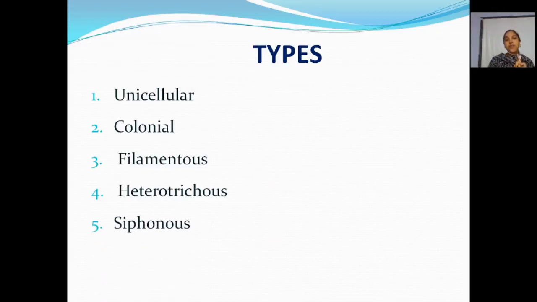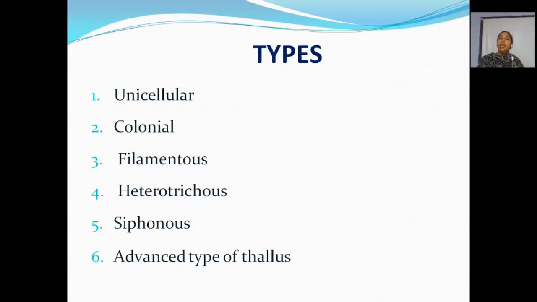Then siphonaceous or siphonous means the plant body thallus has siphons, means some segments or some branches, special systems, that is siphonous. So, unicellular, colonial, filamentous, heterotrichous, siphonous, and the advanced type of thallus, they look like our higher plants. They may have erect, leaf-like, stem-like structures. Okay. So, these are the special types of organization in algae.